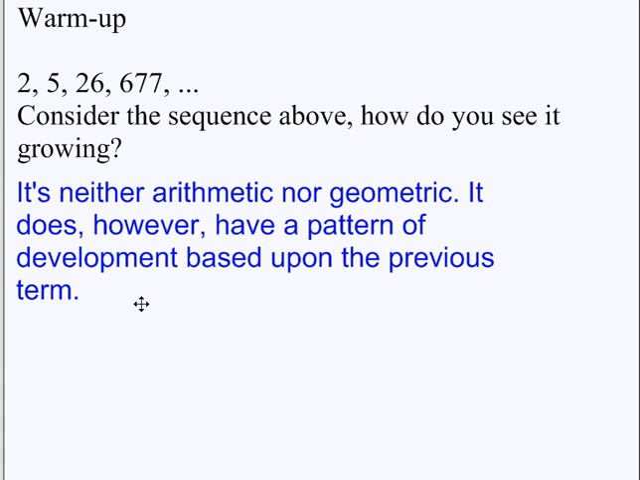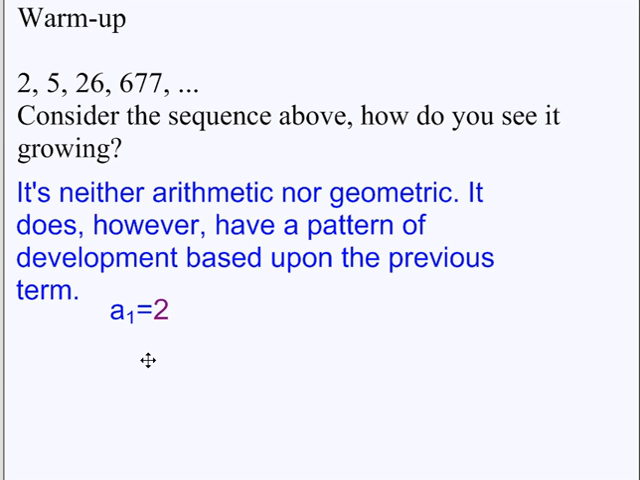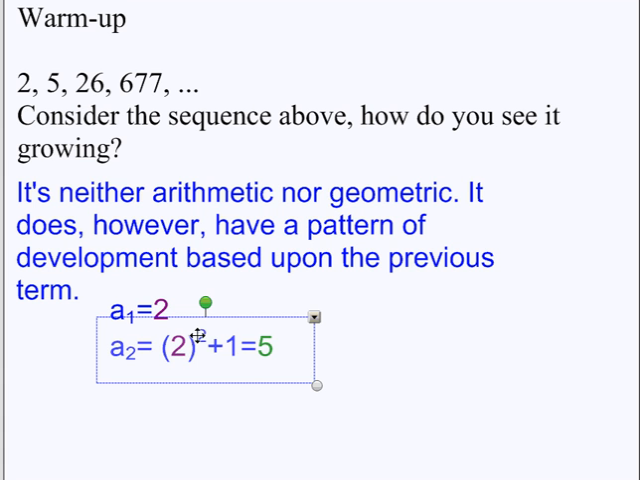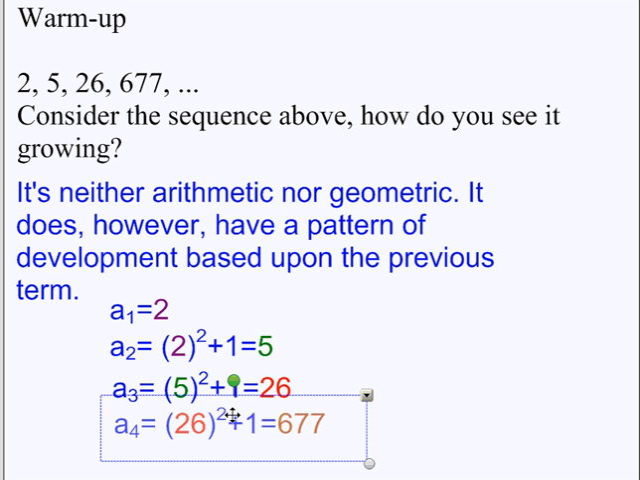So what do I mean by that? If you look at the first term, 2, if we take that first term, 2, then we square it, then we add 1, we get 5. So that's how we go from 2 to 5. But now we're going to take that previous term, that 5, and we're going to square that and then add 1, and we get 26. And now we're going to take that 26, square that, add 1, and we get 677. So it follows a pattern that's based on the previous term.